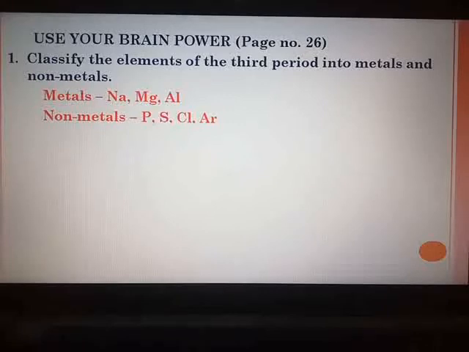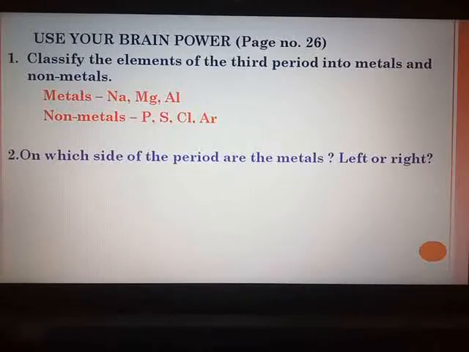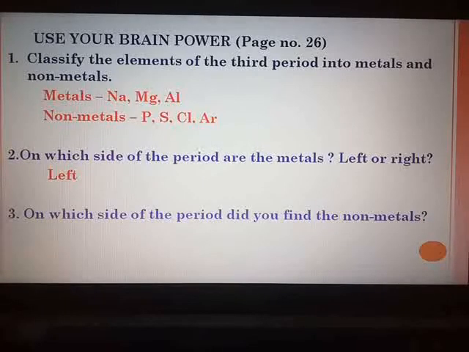See, from these questions what you come to know, at least up to calcium, you should know which elements fall under which group, which elements fall under which period. On which side of the period are the metals, left or right? Very simple. If you look at the periodic table in your textbook, metals are on the extreme left. And the third question, on which side of the period did you find the non-metals? You find the non-metals on the right hand side.